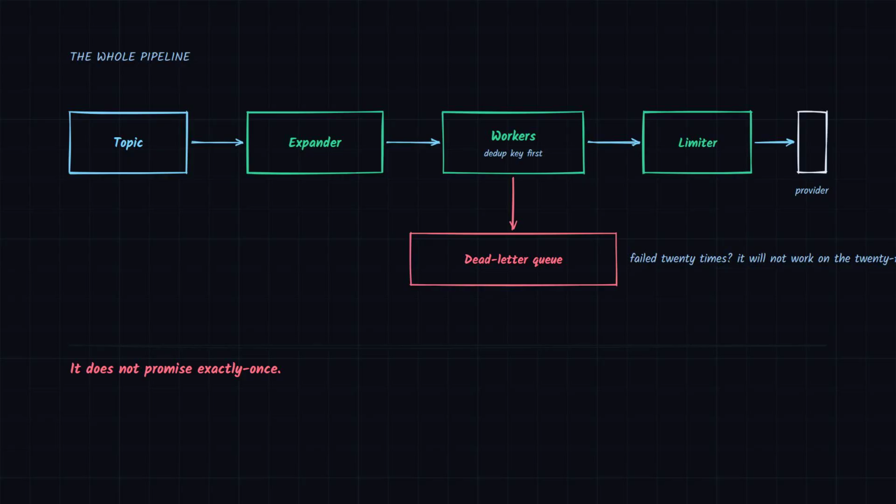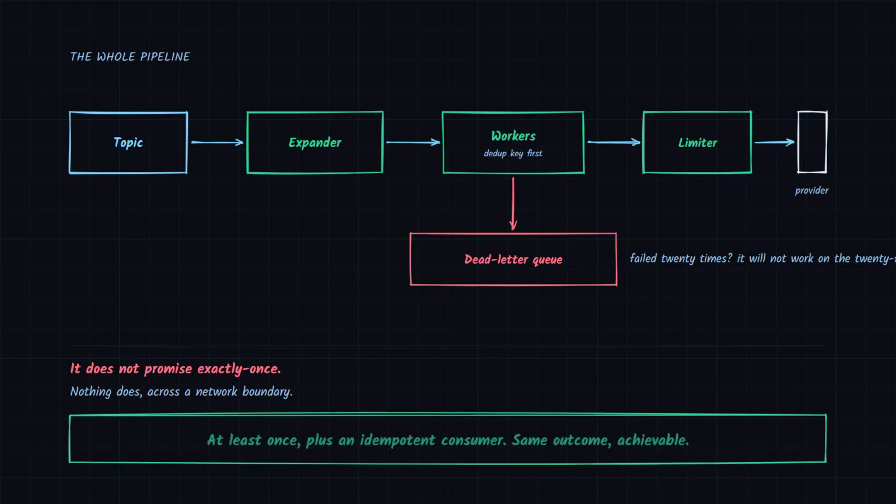Notice what this design gives up. It does not promise exactly once delivery, because nothing does across a network boundary. It promises at least once delivery with an idempotent consumer, which is the same outcome and is actually achievable.